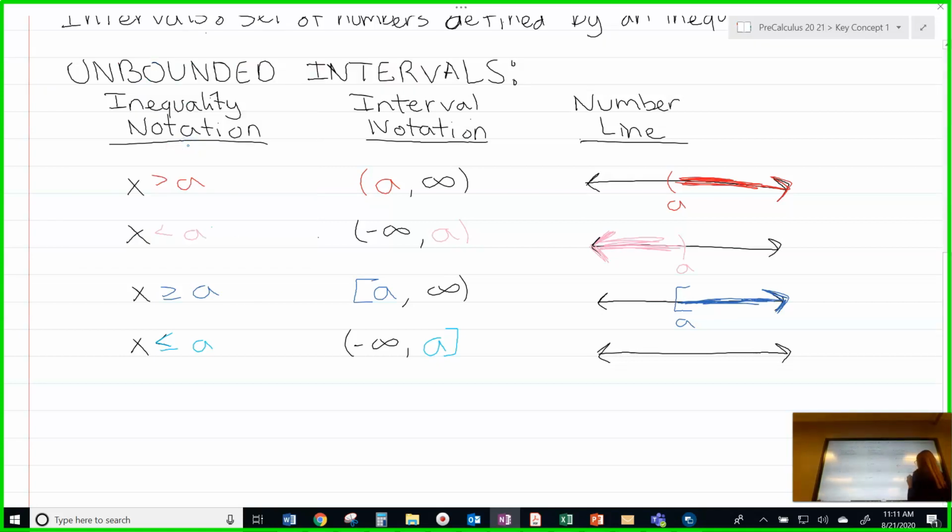And again, it just goes the other way. It goes to whatever side you're going to be shading. So those are all of our unbounded intervals. What I'm going to talk about next is if it could be anything. So we call it all real numbers.